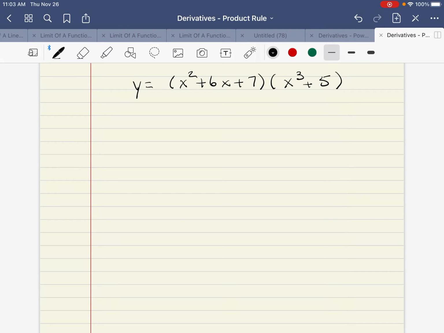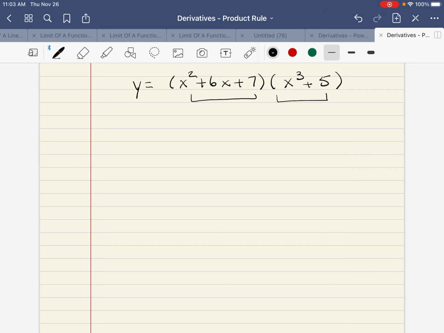Okay, we are going to look at the product rule for taking a derivative. You're going to use the product rule when your function is a function times another function. So you can see here, I've got this function, x squared plus 6x plus 7, and it wants to multiply with x cubed plus 5. Okay, classic example of a product rule.